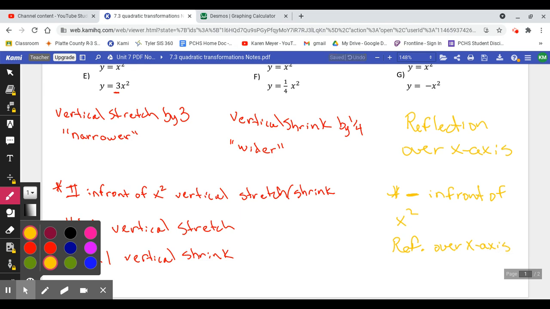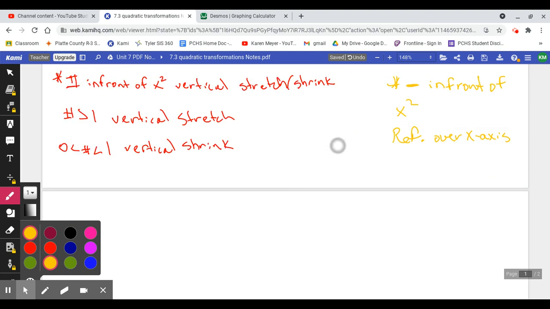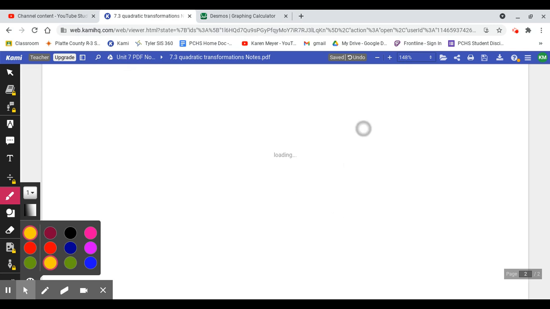Okay, so here's the things you have to choose from. You can say up, down, left, right, vertical stretch or vertical shrink, and reflection. So now let's go put all this good stuff to use here.